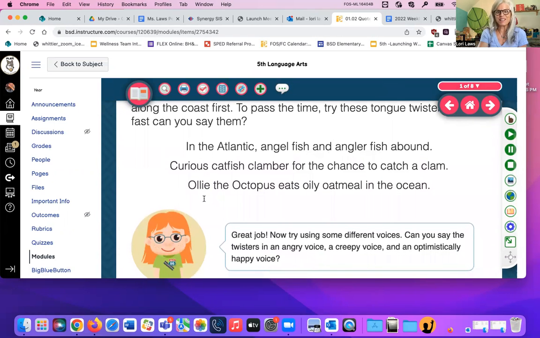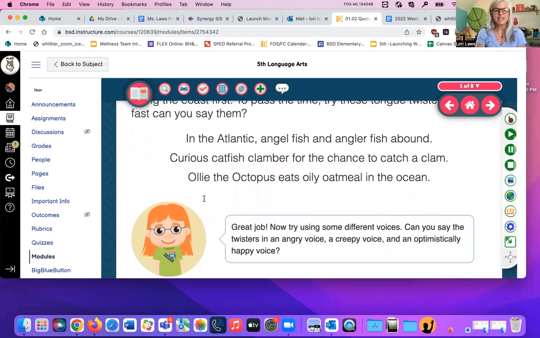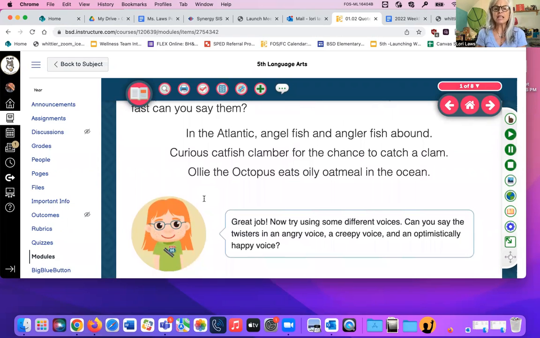And you should actually try this right now. Nobody's watching. In the Atlantic, angelfish and anglerfish abound. Curious catfish clamber for the chance to catch a clam. Ollie the octopus eats oily oatmeal in the ocean. Great job. Now try using some different voices. Can you say the twisters in an angry voice, a creepy voice, and an optimistically happy voice?